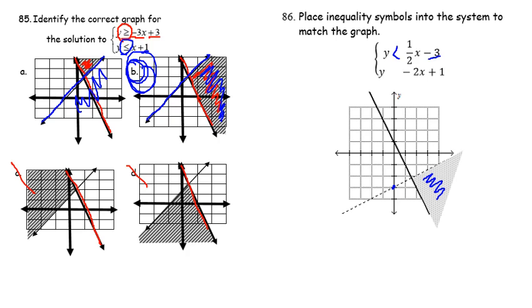All right, now let's look at the other line. Notice at the other line, we've got a y-intercept of 1 and a -2 slope. So that would be this line here. And notice the shading is done above, so that's going to be greater than. Because it's a solid line, it's going to be greater than or equal to. So those are your inequality signs that you would use for 86.